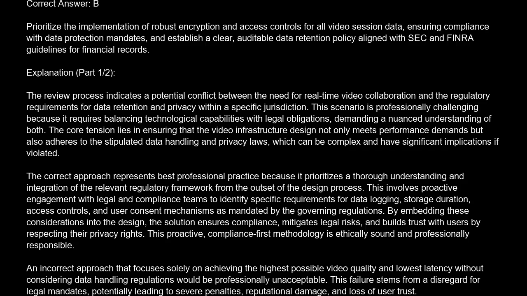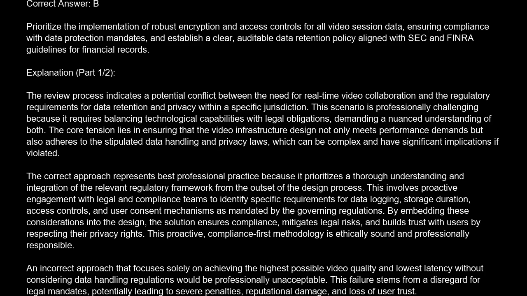The correct answer is B. Prioritize the implementation of robust encryption and access controls for all video session data, ensuring compliance with data protection mandates, and establish a clear, auditable data retention policy aligned with SEC and FINRA guidelines for financial records.